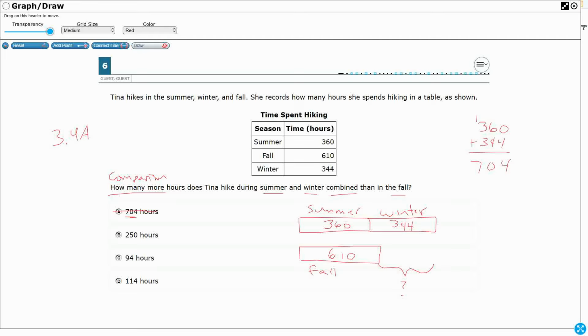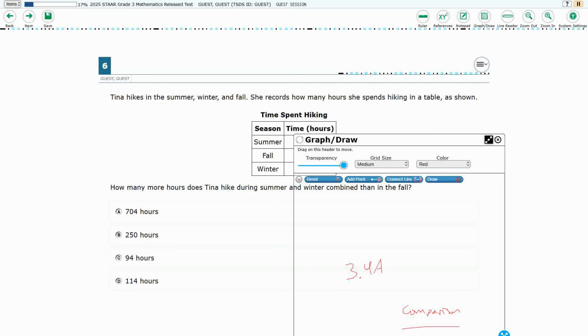But that's not it, because that's just simply the combination of the summer and winter. I need to figure out how much more that is than the fall. Now I need to subtract the fall. I'm going to need to regroup. And that's going to be 94. So there's a 94 hour gap between the combination of summer and winter and then fall. So my answer here is going to be C.